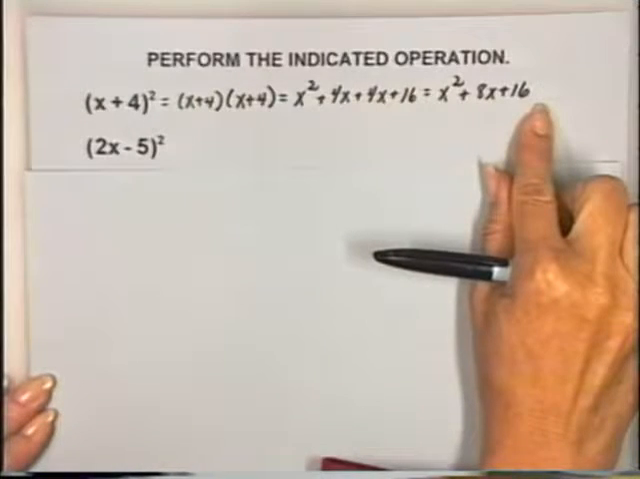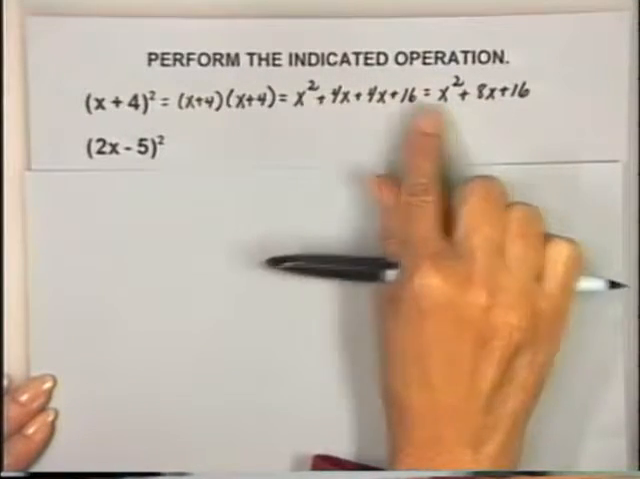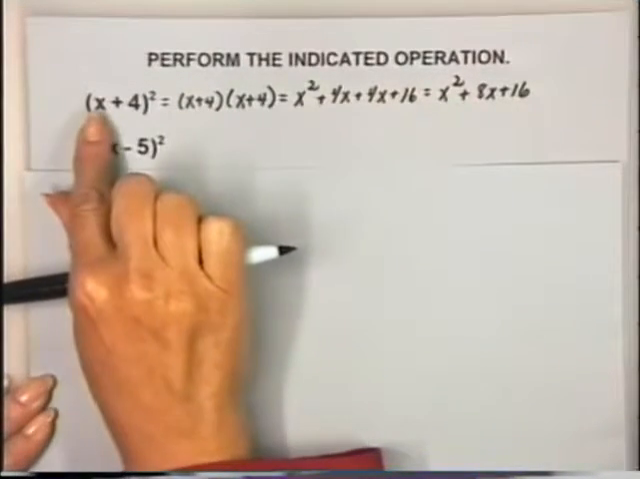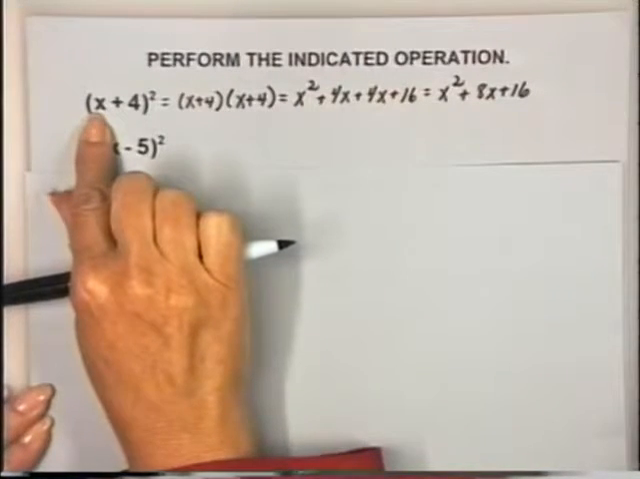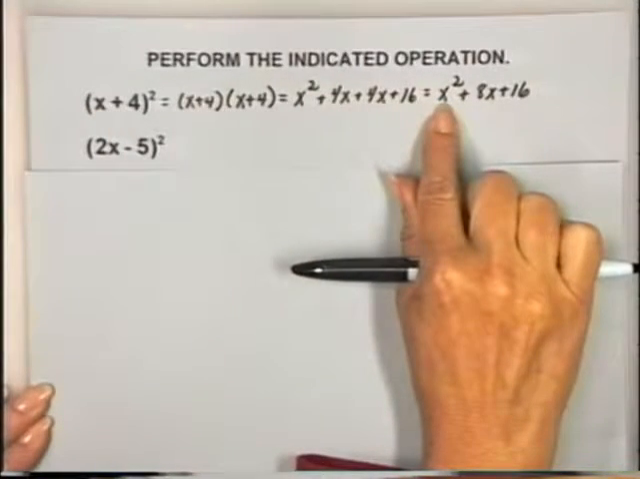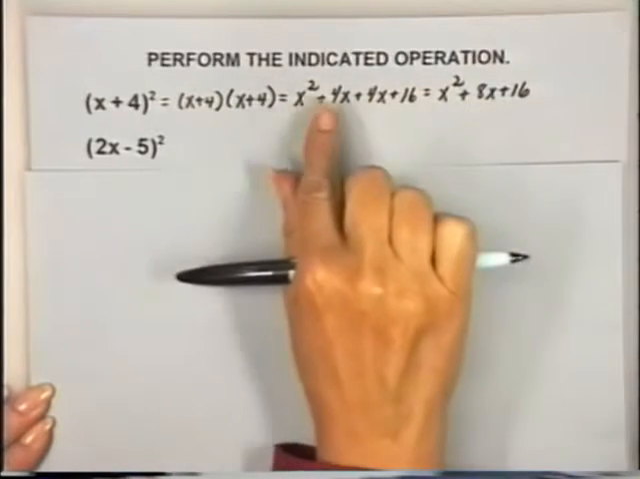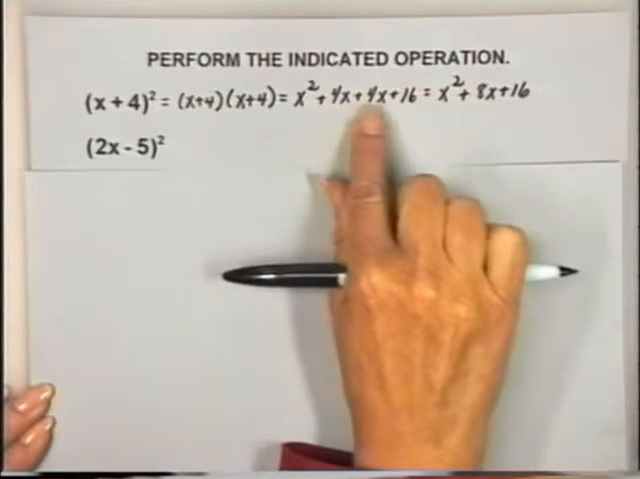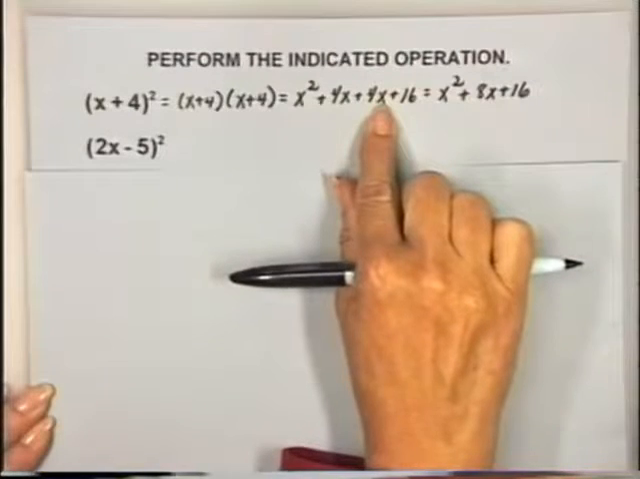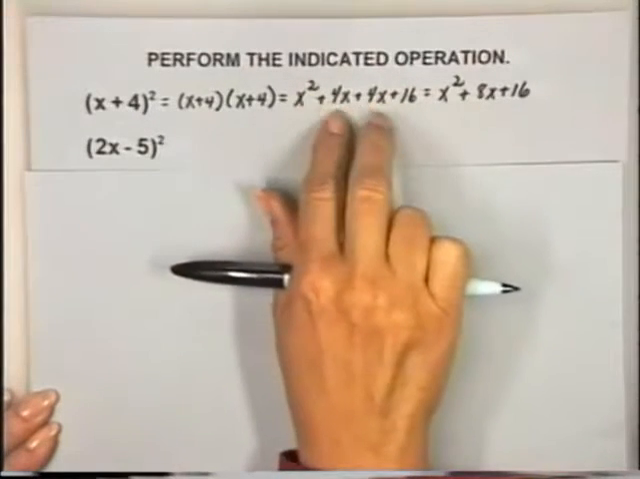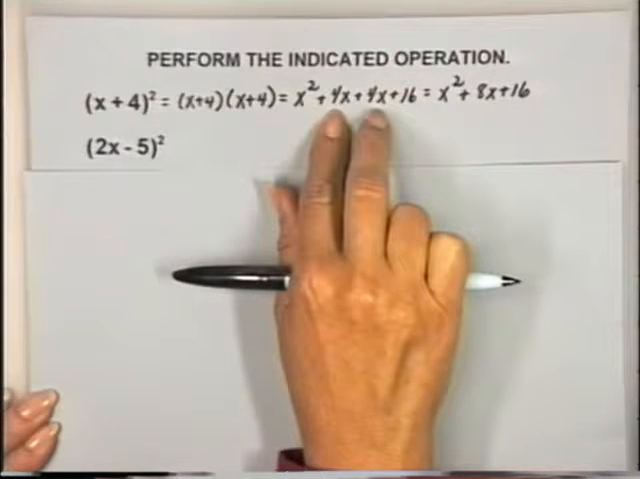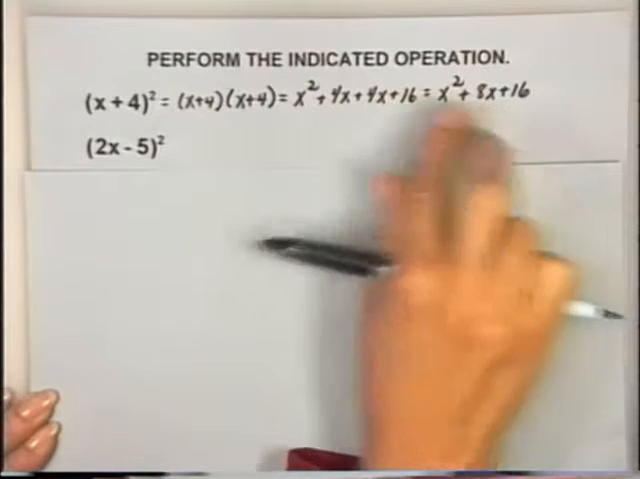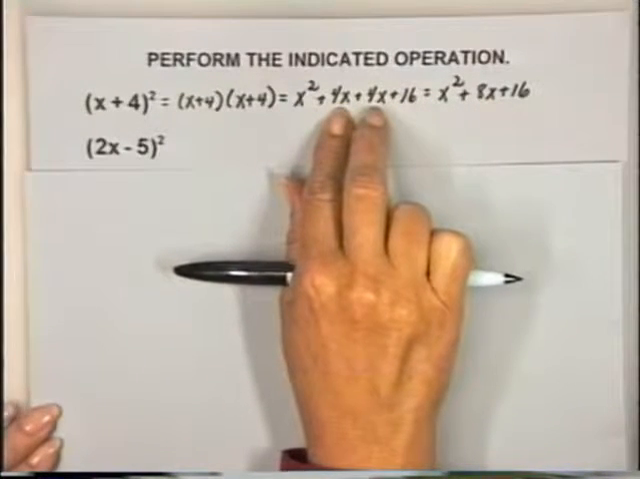Now let's look at each term. To get the x squared, we said x times x. Or, looking at this problem, if we had taken this first term and squared it, we would have gotten x squared. To get the 8x, we took the result of multiplying the outer terms, which is 4x, and we added it to the result of multiplying the inner terms, which is 4x. Notice we got the same thing when we multiplied the outer terms and the inner terms. We said 4x plus 4x is 8x. We had two of the same terms.